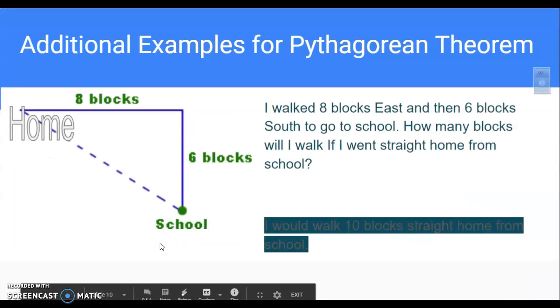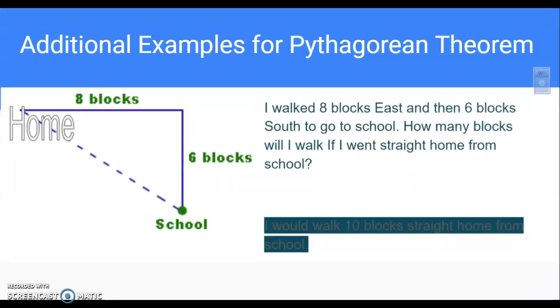All right, here's another example. I walked 8 blocks east and then 6 blocks south to go to school. I think this was Inuit. Good job here. When they're giving you directions like due east, due south, they mean a straight line. Okay, those directions are straight lines. And then typically they ask you how many blocks will I walk if I went straight home or if I returned the shortest distance, something like that. So in this example, Inuit would walk 10 blocks straight home from school.